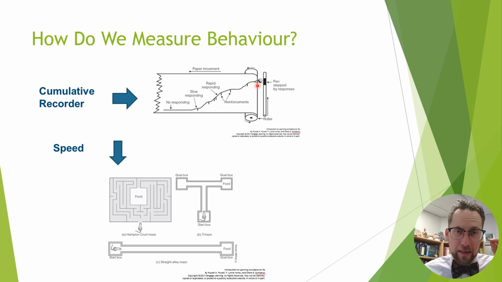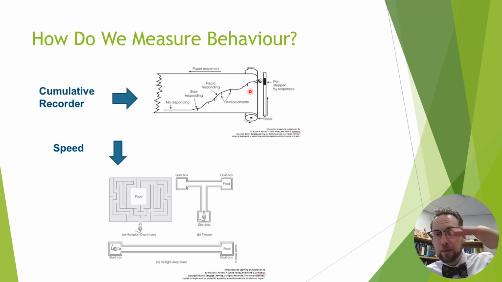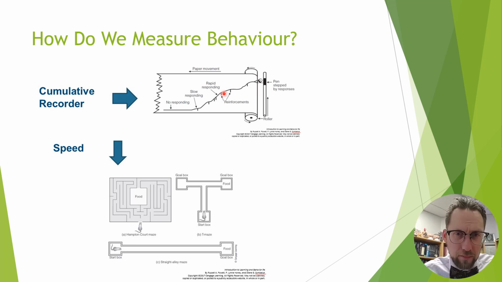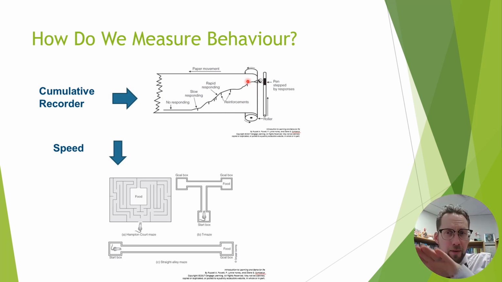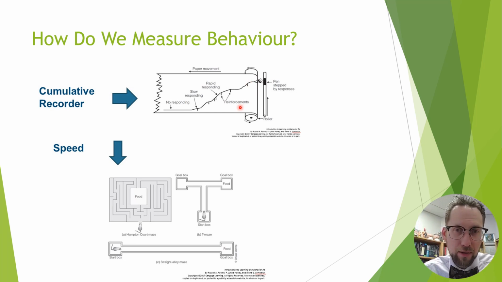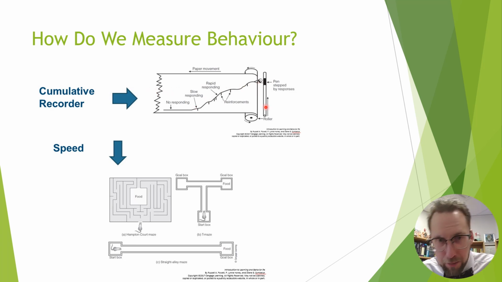So a machine like this is called a cumulative recorder. It's called cumulative because it cumulatively records responses. It keeps going and recording and recording and recording, and it's always a little complicated because the paper moves in this way, but then you read it that way, right? So the paper goes in that direction because it's pulled out that way. That pen does these things, but you read it the other way around.